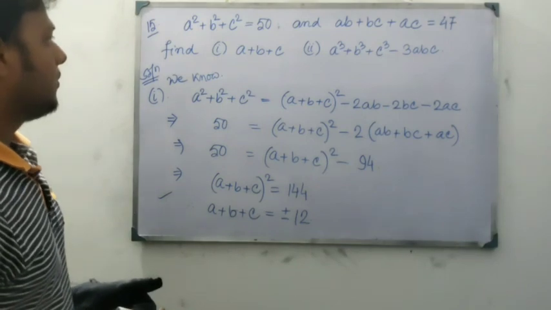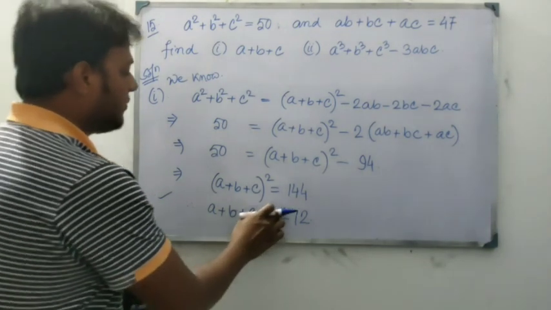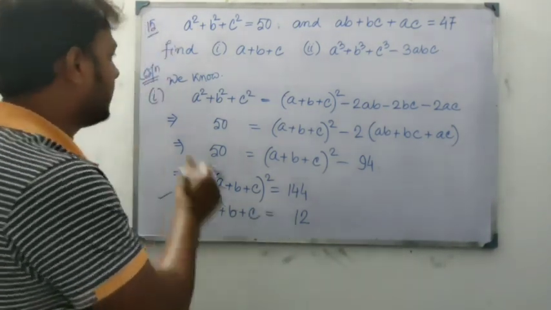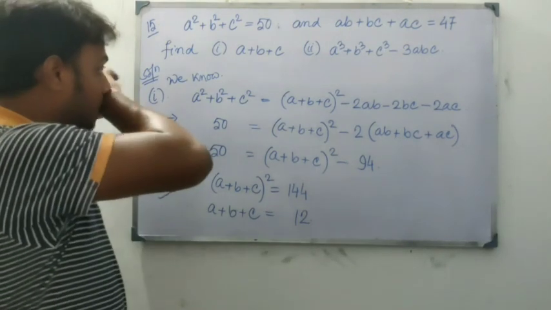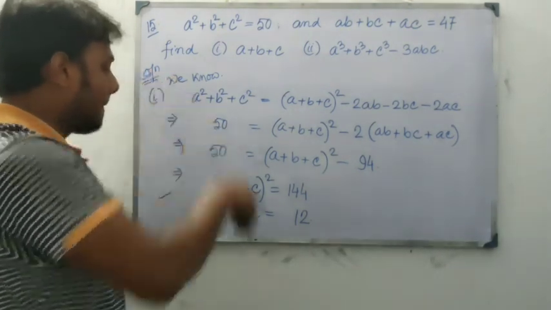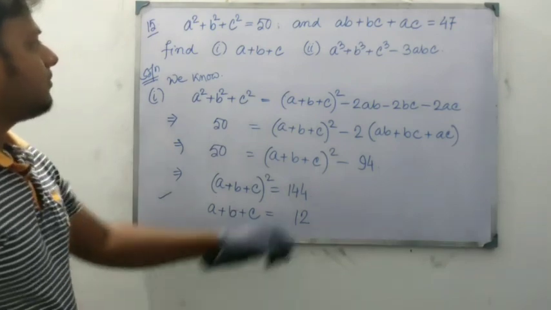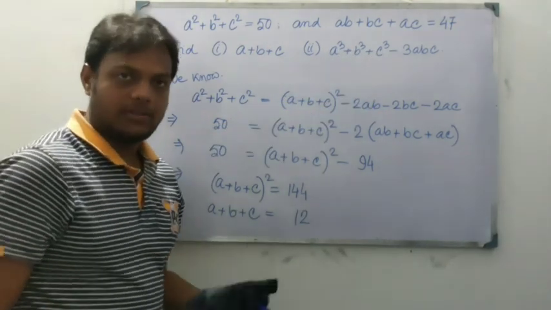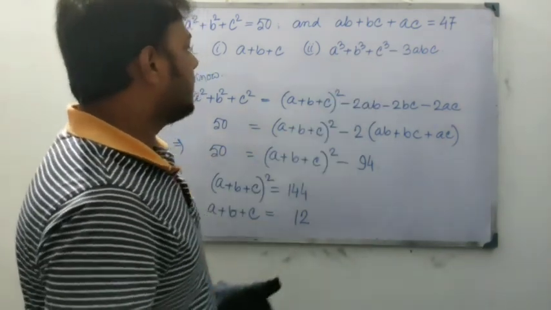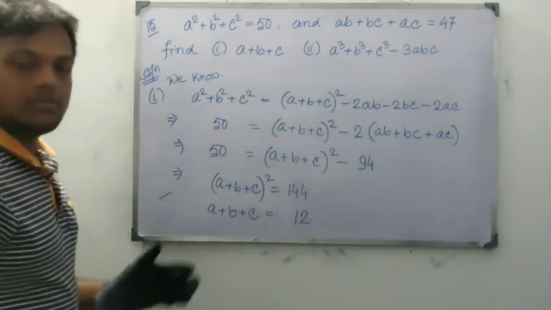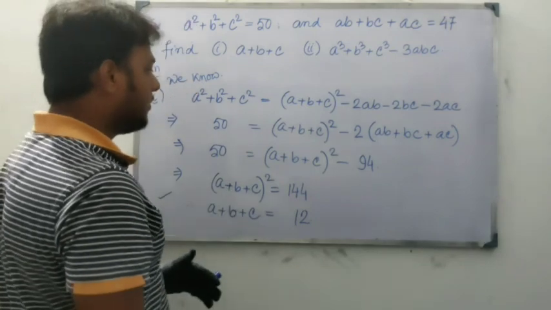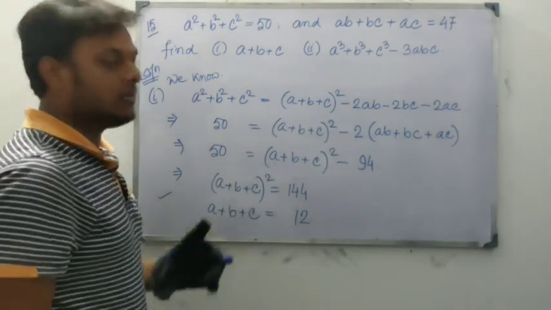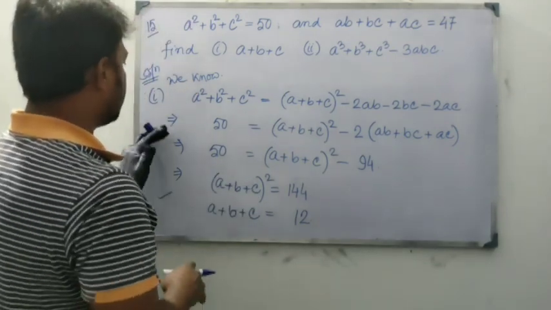Now to solve the second one, we are using the positive value only, it will be better. Now we have to compute a cube plus b cube plus c cube minus 3abc. We know the identity for a cube plus b cube plus c cube minus 3abc, and we will apply it. You have to put all the values, then you will get the answer. Okay, I am solving the second one.